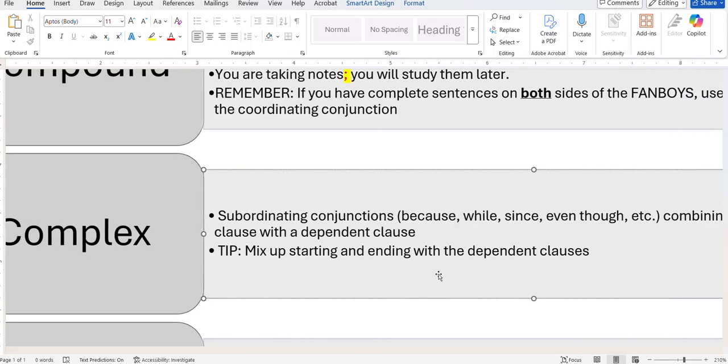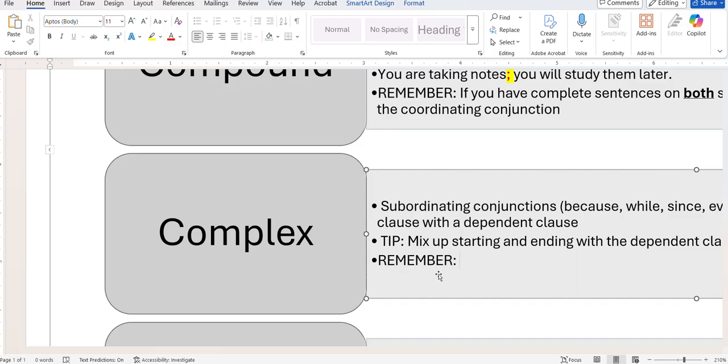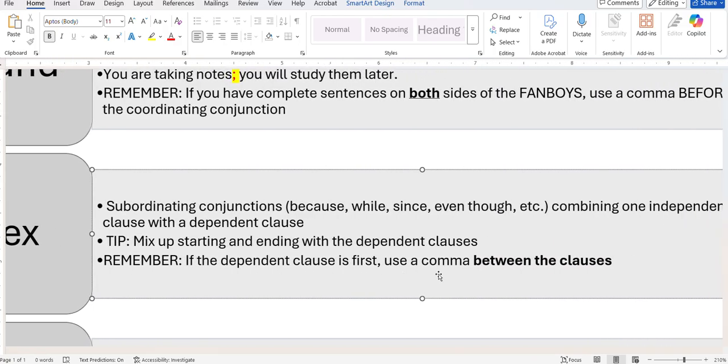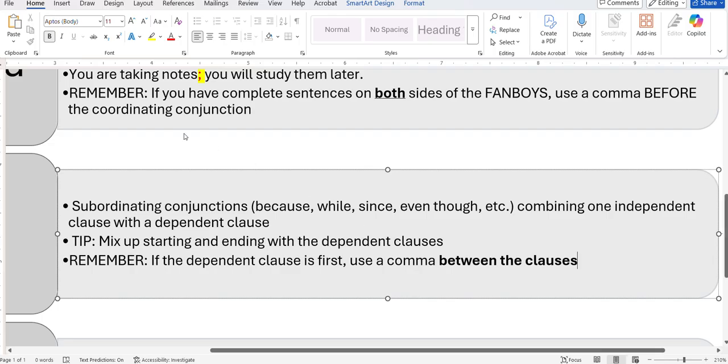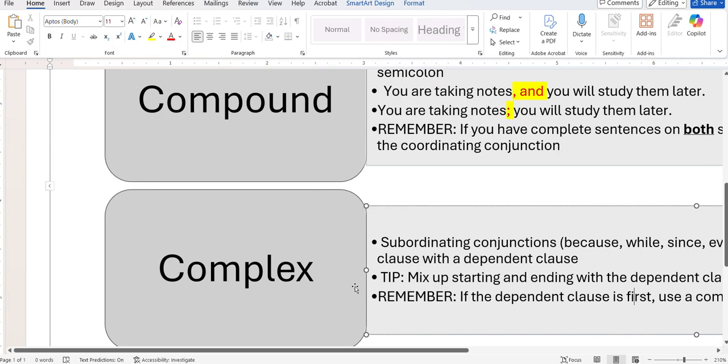And what that comes to is the comma rule. So remember, if the dependent clause is first, use a comma between the clauses. So this is not right before the word like it was on and. You're not putting a comma right before because. And it has to be if it is first.